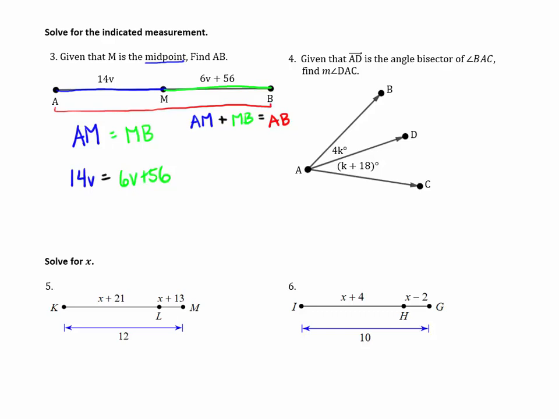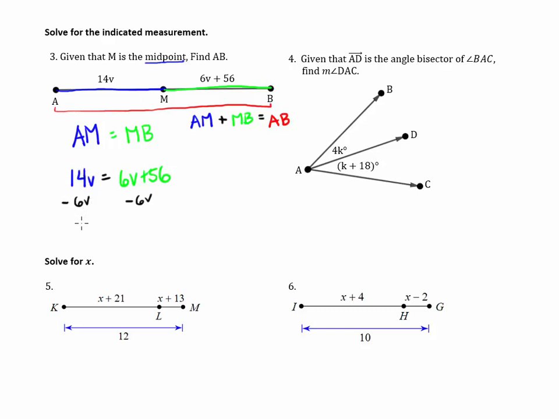So now we're going to simplify this here. I've got 14V on the left of the equal sign. I've got 6V on the right. I cannot combine them because they're on different sides of the equal sign. But I do want to get them together, so what I'm going to do is this is a positive 6V. Let's subtract 6V from the right side of the equal sign and from the left side of the equal sign. So we're going to use the subtraction property here.